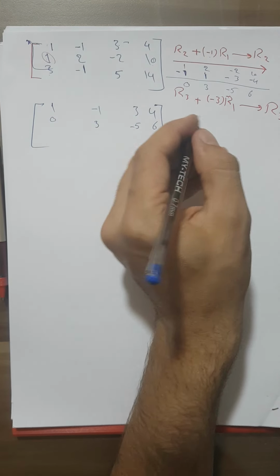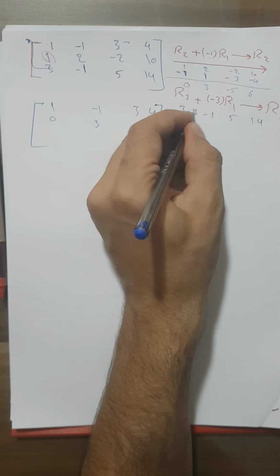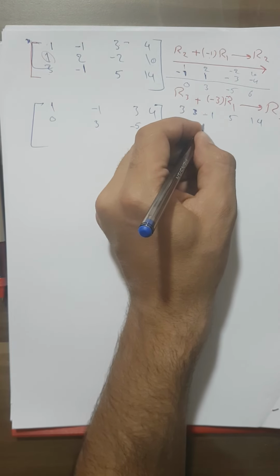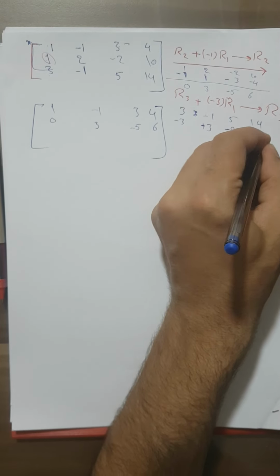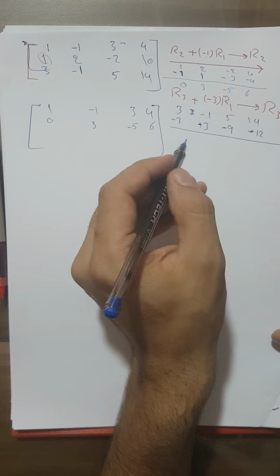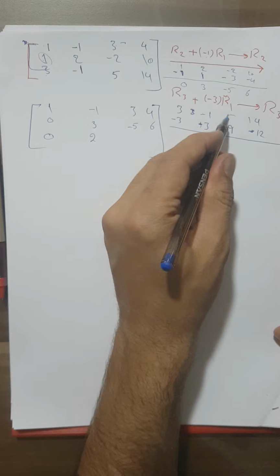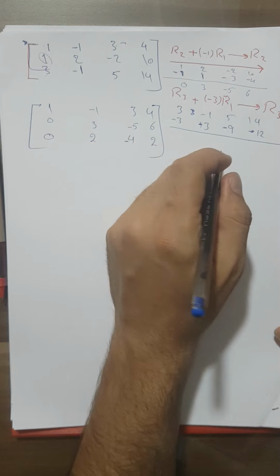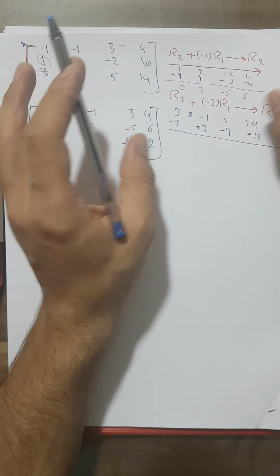So we have R3: 3, minus 1, 5, 14. Here it's 3, so we multiply the first row by minus 3: minus 3, plus 3, minus 9, minus 12. Am I right? Now add them again. You will get 0, 2, minus 4, and also 2. That's the second row. So we did two row operations in one step. You can do it.